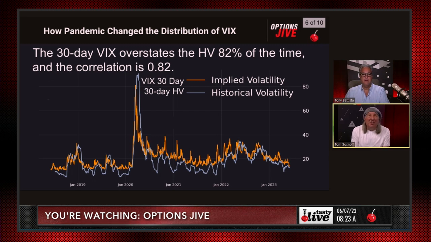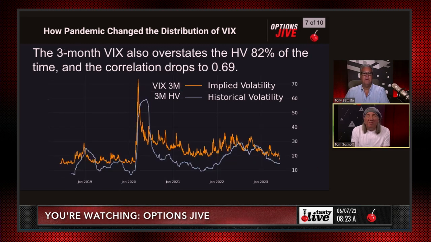And let's go to the next slide. So the 3-month VIX overstates the HV 82% of the time, and the correlation though drops to 0.69. That's actually pretty interesting, because I'm surprised the correlation drops so much when you talk about the implied and the historical, but it still overstates a ton.